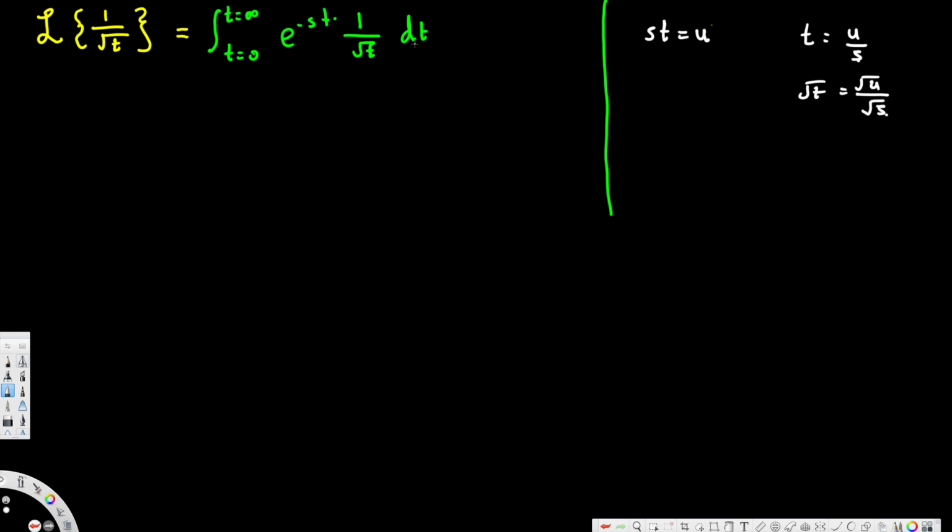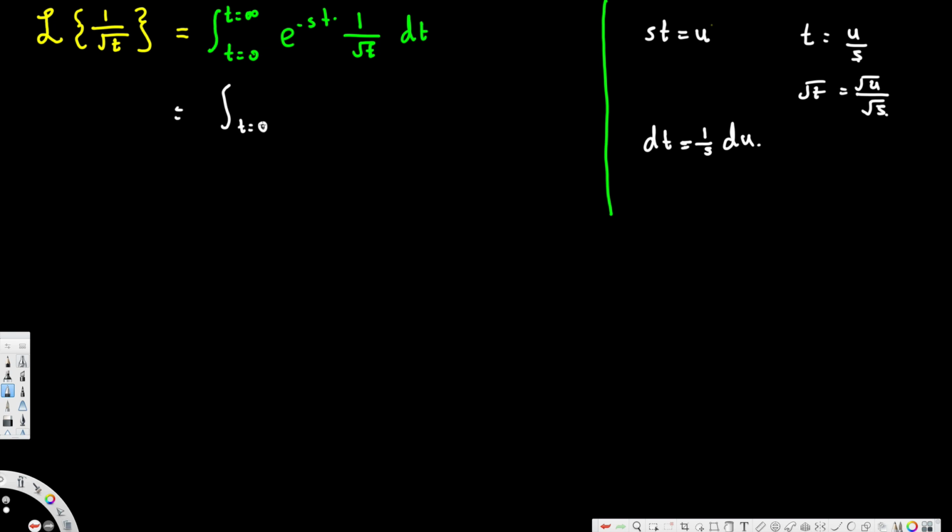And also we have to replace this dt in terms of u and s. So if t is u over s, then dt is going to be the derivative of t, which is 1 over s du. Okay, we are going to do the integration with respect to u, so we just have to do the derivative for u. So instead of dt, we will have du. So we can replace the dt like this.